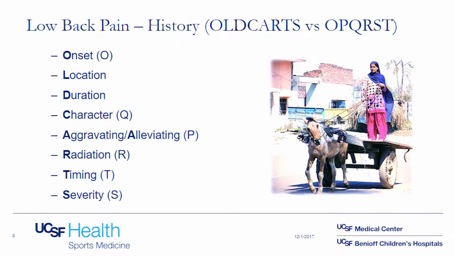The other way we can do it is OLD CARTS. Have you guys ever heard of that? It's a mnemonic in terms of asking about it. Onset, location, duration, character, aggravating, alleviating, radiation, timing, severity. This actually gets a lot of those answers in. Whatever you use or however your pattern is, these questions need to be asked.